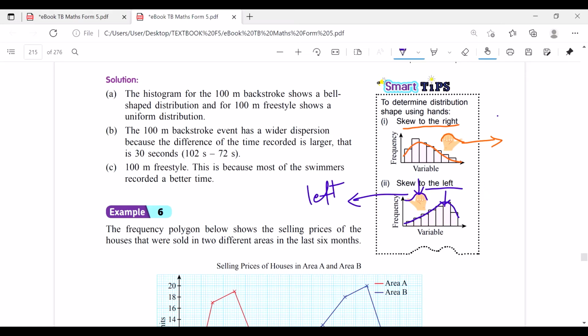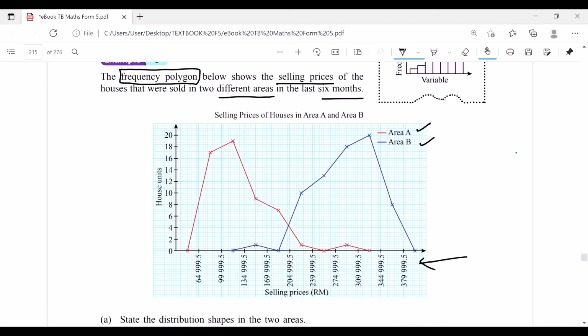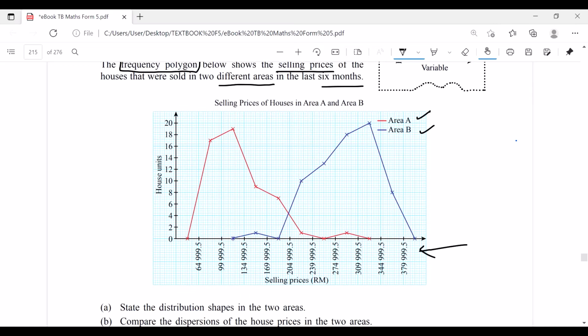Okay, good tips. We look at example 6. The frequency this time is the frequency polygon. Below shows the selling prices of the houses that were sold in two different areas, area A and area B, in the last 6 months. Let's have a look at the graph.